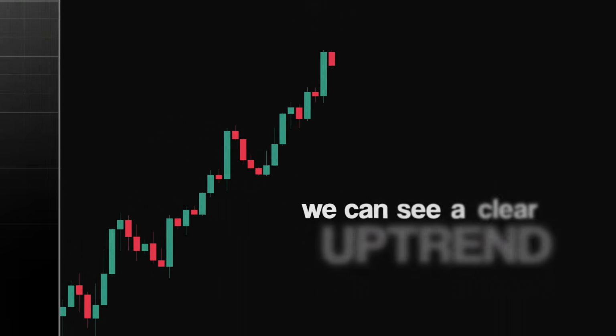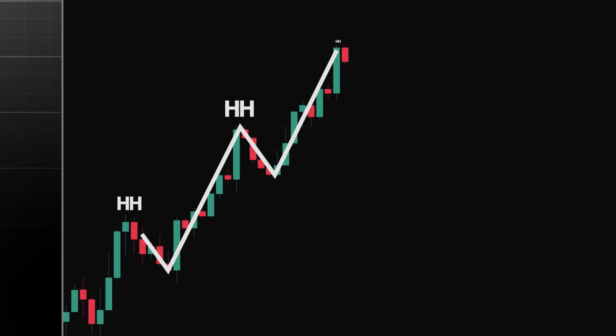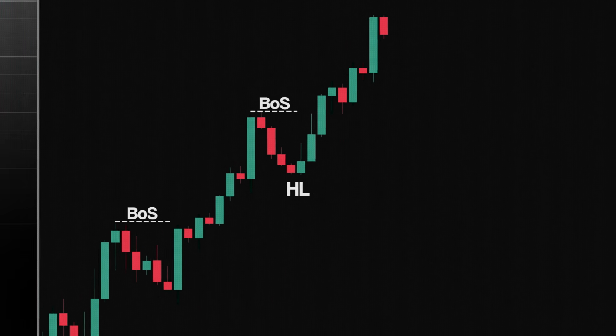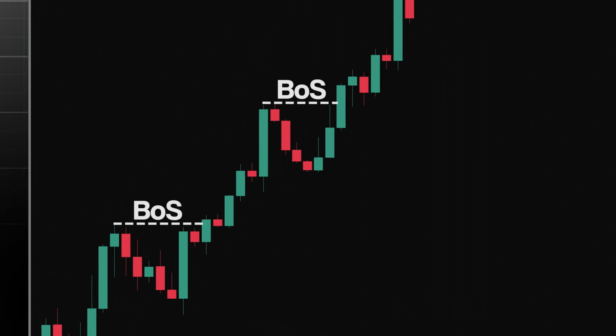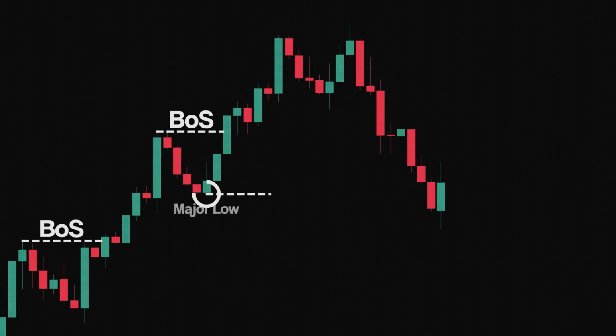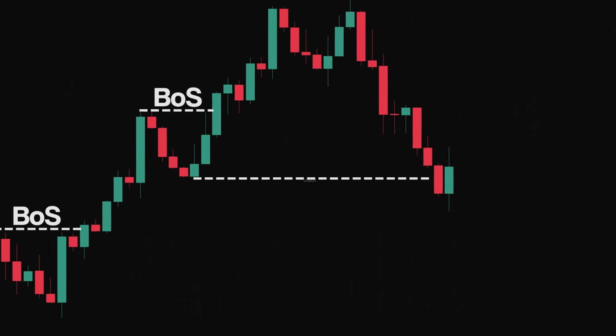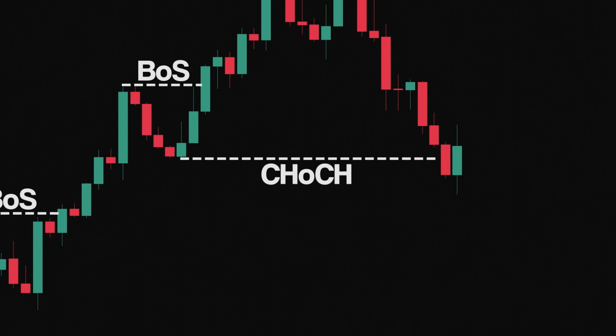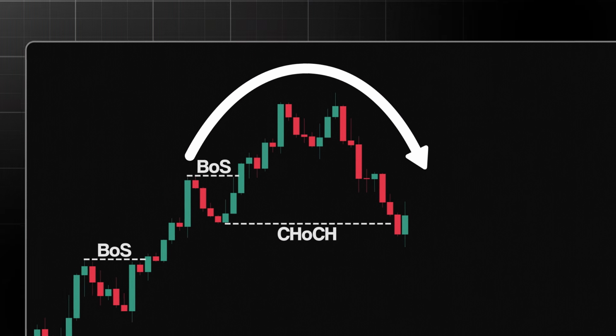Here we can see a clear uptrend. Price is forming higher highs and higher lows, creating multiple breaks of structure. This confirms that the market is bullish. But then price breaks the previous major low. This creates a change of character. And that's our first signal that the trend may be shifting.